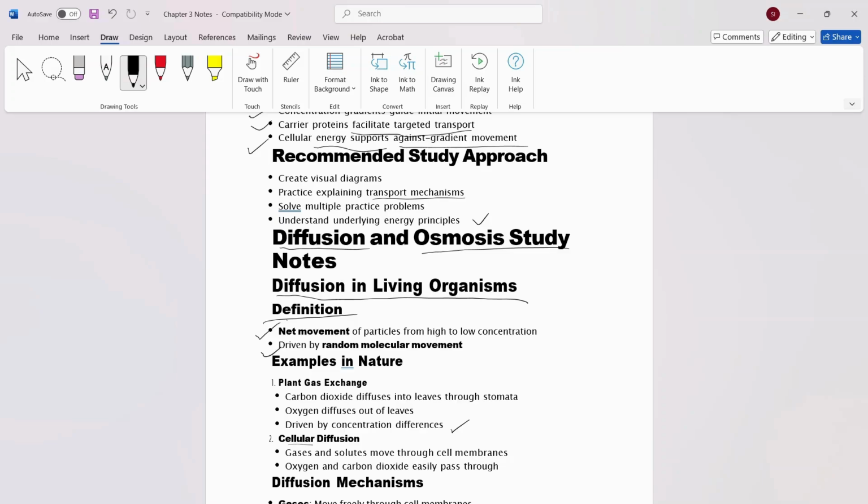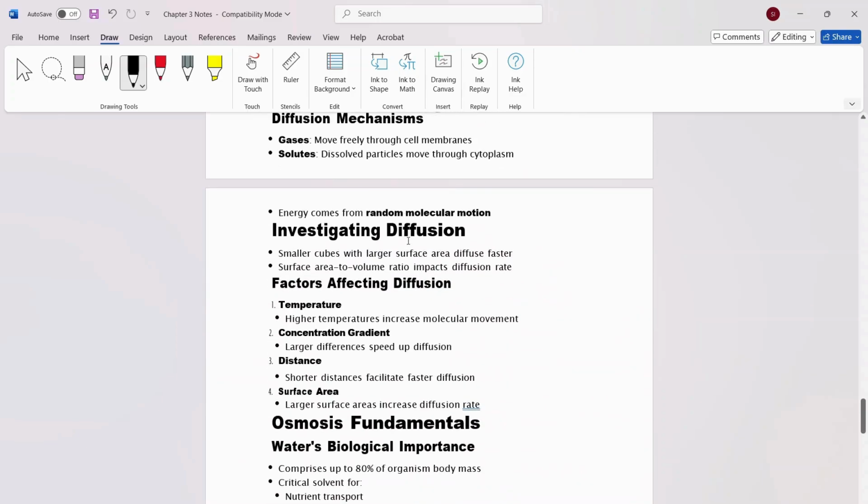Next we have cellular diffusion. Gases and solutes move through cell membranes. Oxygen and carbon dioxide easily pass through. Diffusion mechanism: gases move freely through cell membranes. Solutes, dissolved particles, move through cytoplasm. Energy comes from random molecular motion.